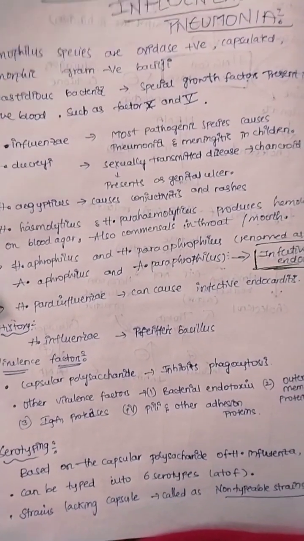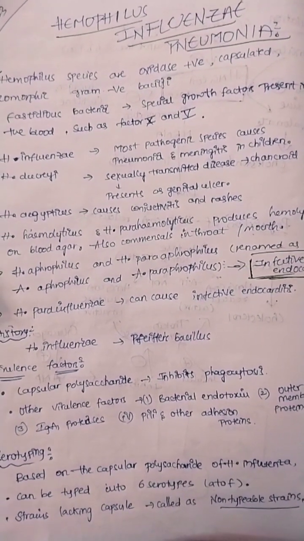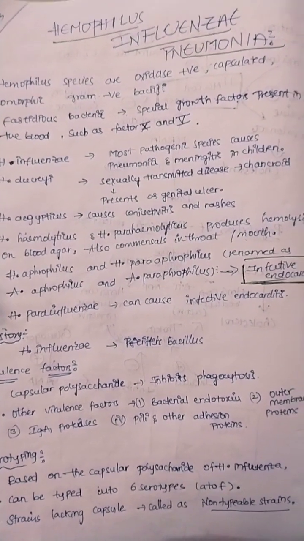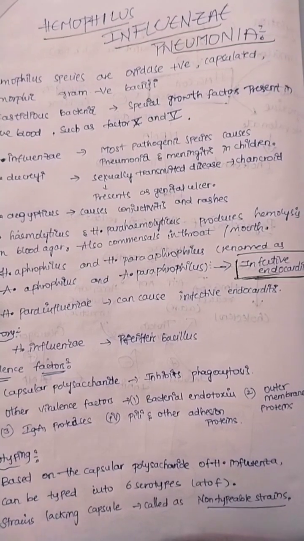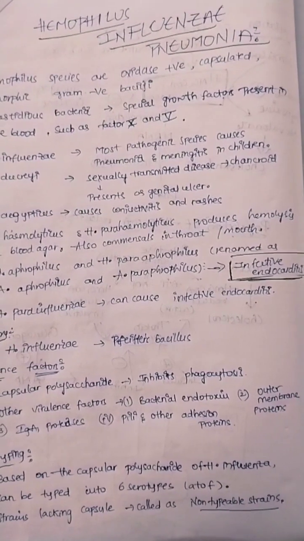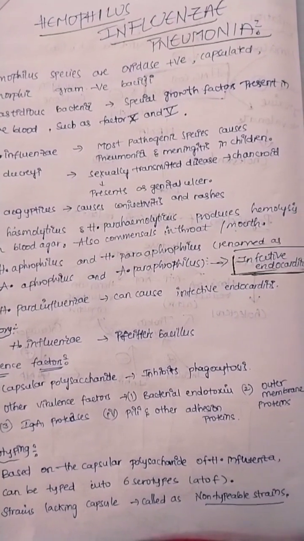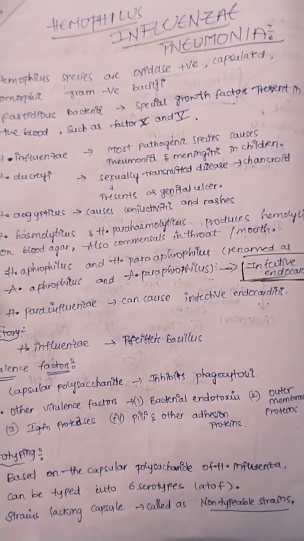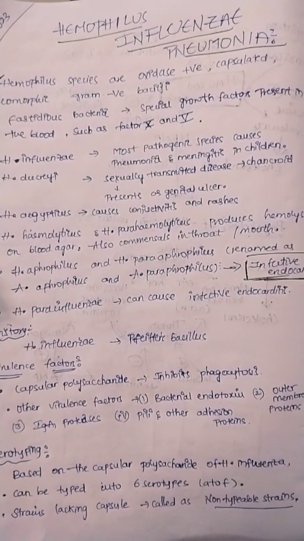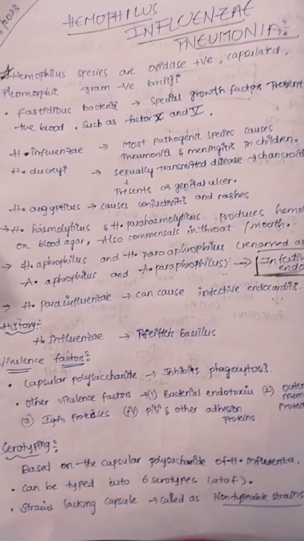Okay. Virulence factors are the capsular polysaccharide, which inhibits phagocytosis because lysosomal enzymes can't lyse this capsule, and it is the major virulence factor. Other virulence factors are bacterial endotoxin. Endotoxins are usually produced by gram-negative bacteria, whether cocci or bacilli, so we expect endotoxin only. Outer membrane proteins are usually present in the gram-negative bacterial cell wall, and IgA proteases, pili and other adhesion proteins are also major virulence factors.